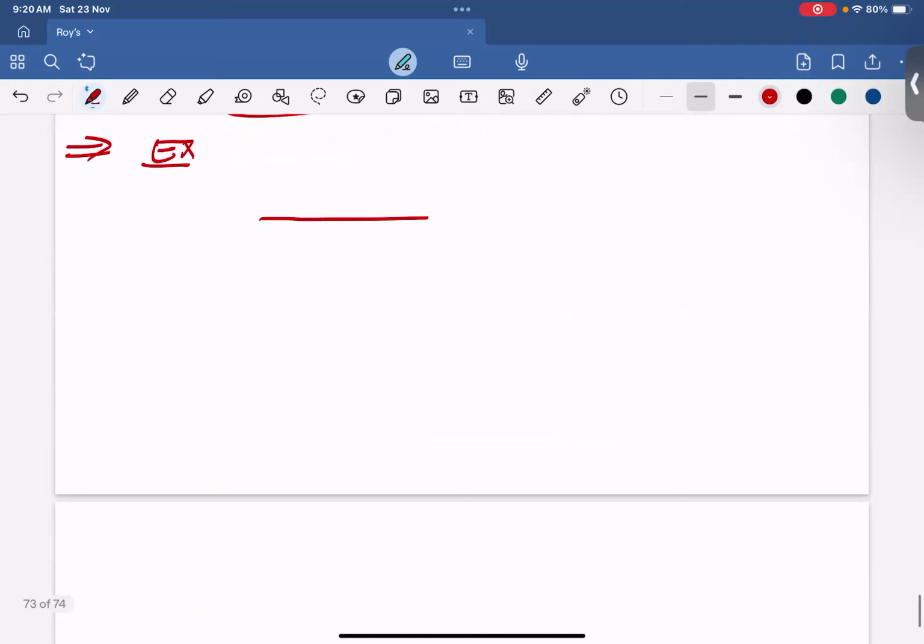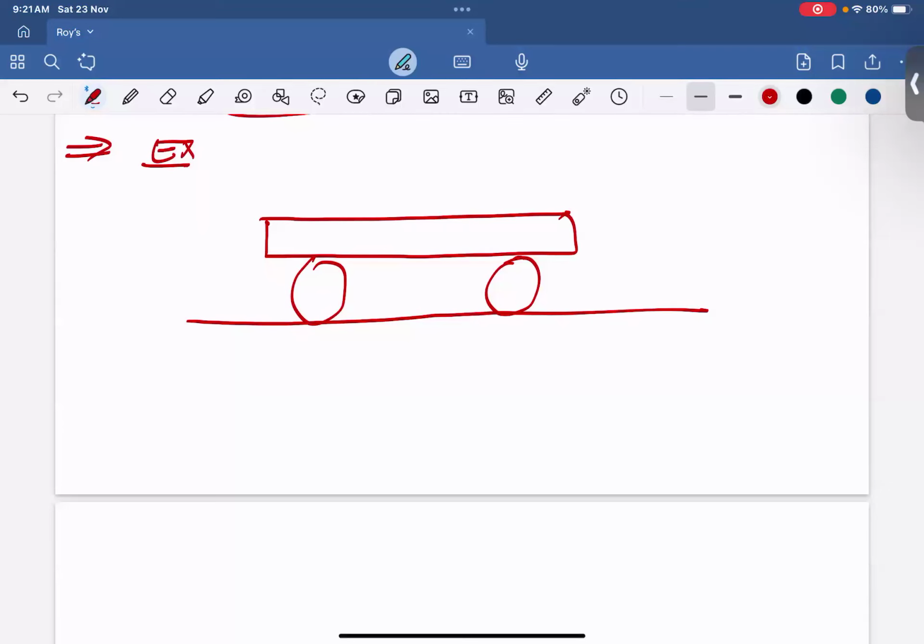Let's suppose I have a cart that can move on a smooth surface. This ground is smooth only. This cart has a mass M, capital M. And I have a person here having mass small m. And the length of the cart is given. The length of the cart is L.